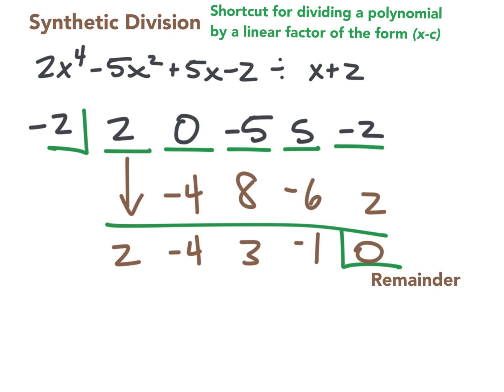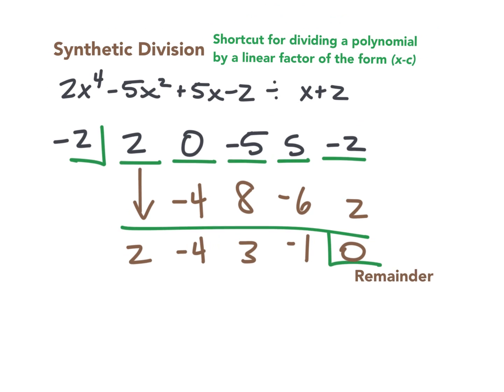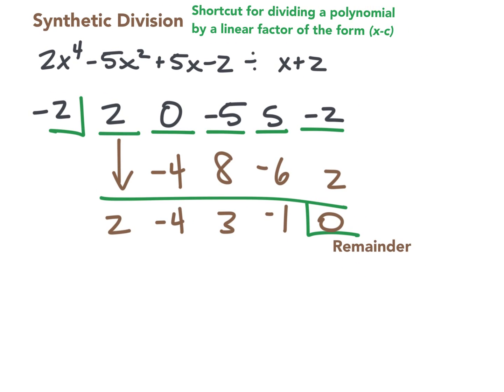Okay, so because we divided x to the 4th by an x, now we have our quotient will start with an x cubed. And these are the coefficients of that quotient. So we have 2x cubed minus 4x squared plus 3x minus 1, and then there's no remainder.